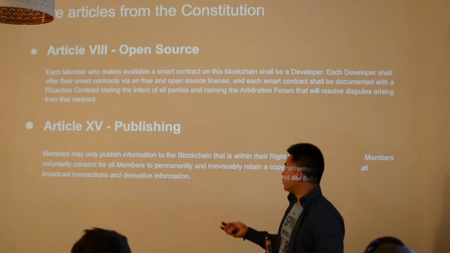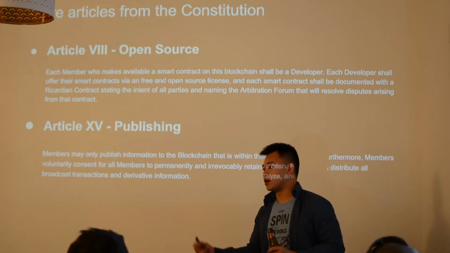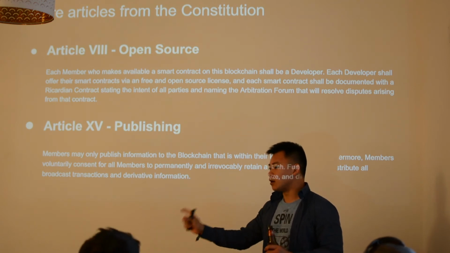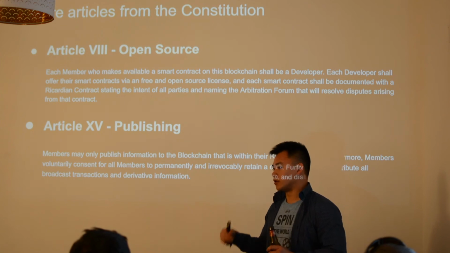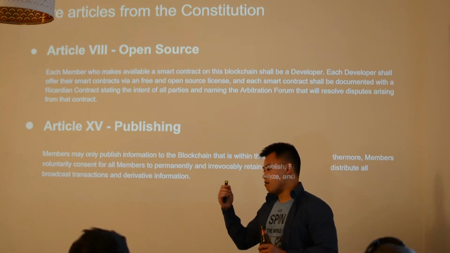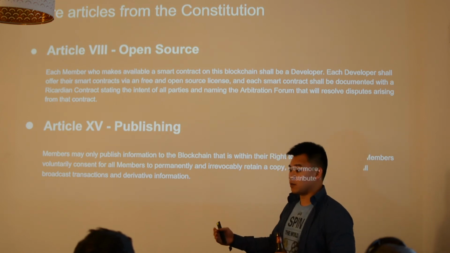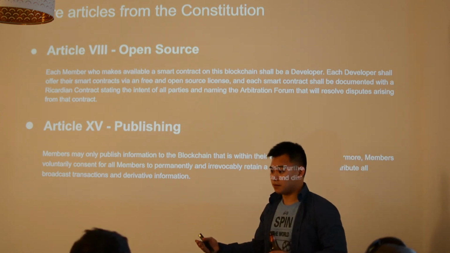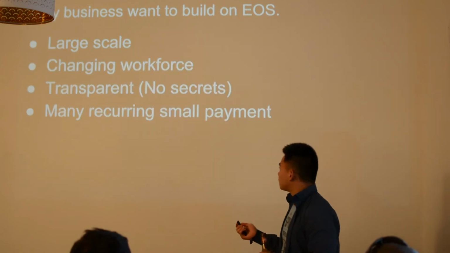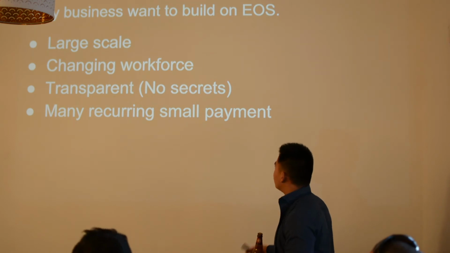Again, you could get around it: instead of publishing, let's say, a novel on the blockchain, you publish a link to the novel on the blockchain. That way it's not on the blockchain, and you can still claim copyright to it. But just keep in mind, anything you publish on the EOS blockchain is considered fair game. Okay. So again, why do businesses want to build on EOS?